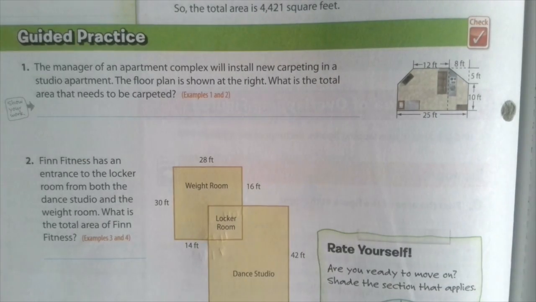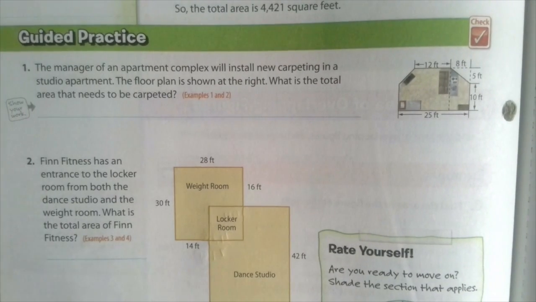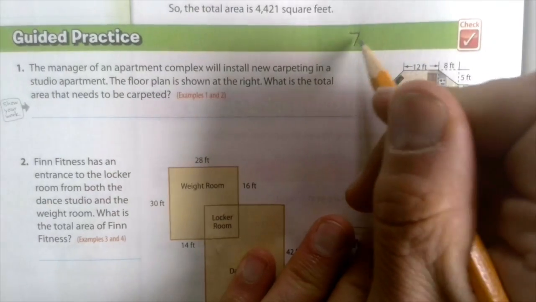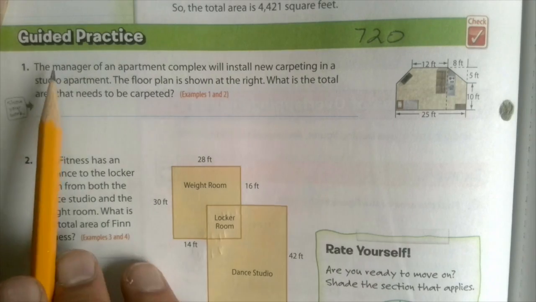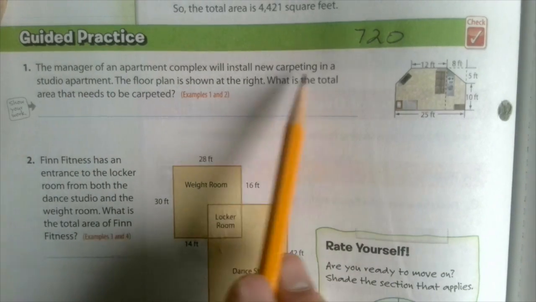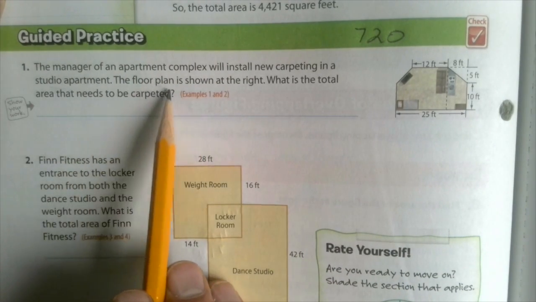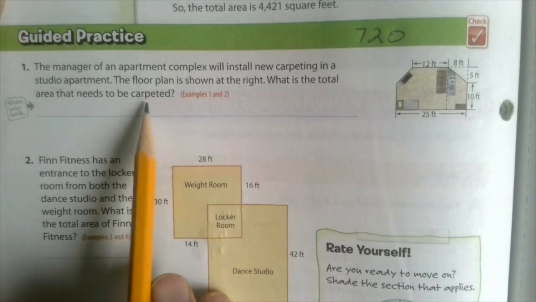All right, so now let's try the guided practice on page 720. What page are we on? 720. Page 720. And it says, the manager of an apartment complex will install new carpeting in a studio apartment. The floor plan is shown at the right. What is the total area that needs to be carpeted?